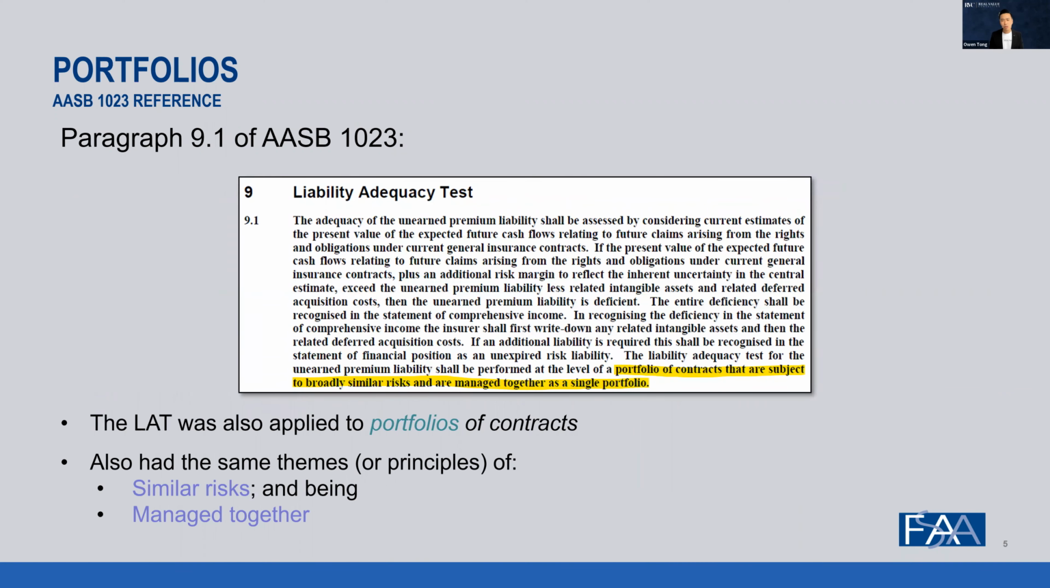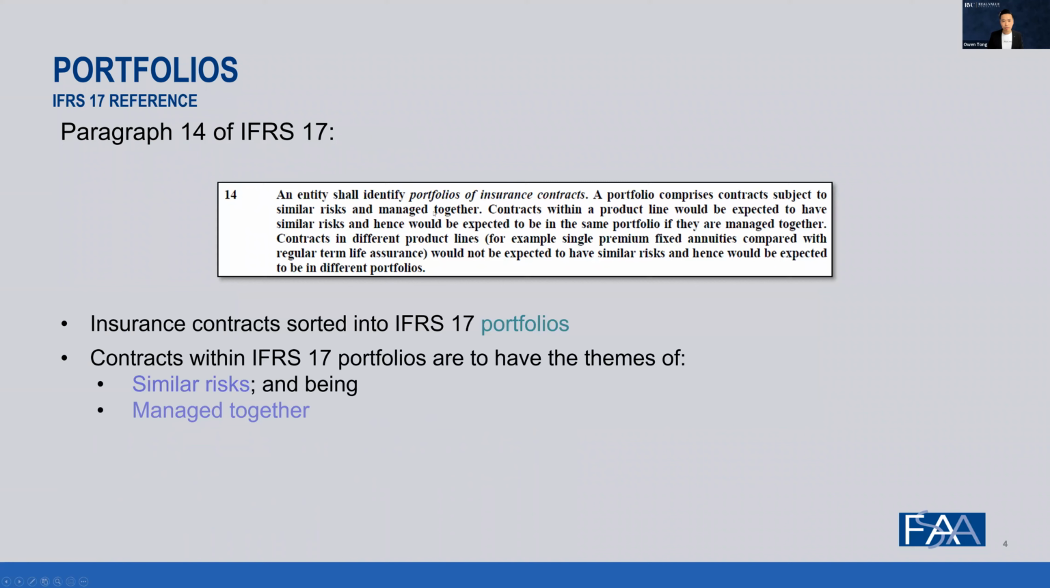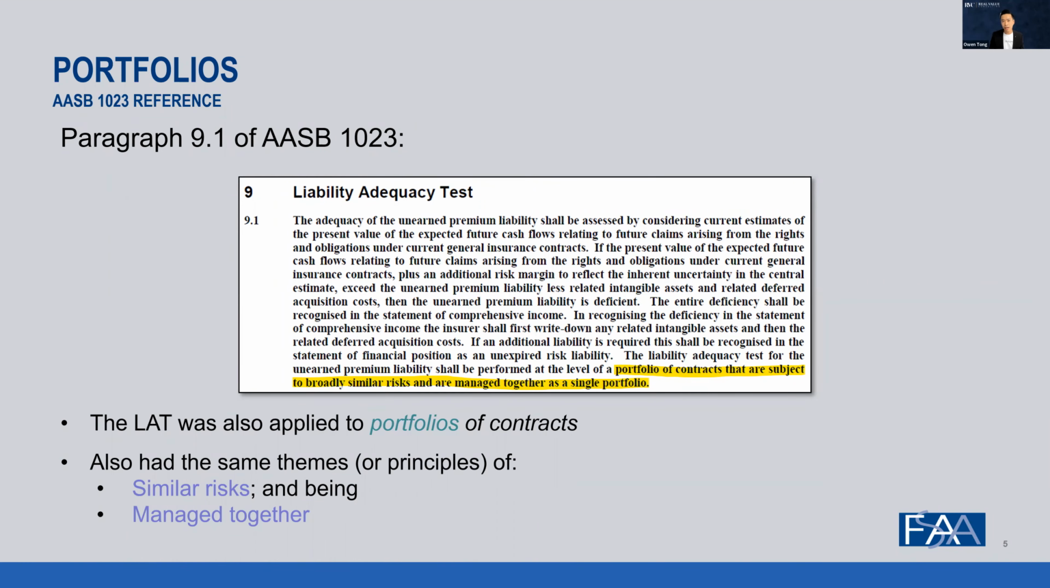The next bit I want to talk about is the current general insurance standard, AASB 1023. The reason I want to draw upon this is that segregating into portfolios of insurance contracts with similar risks isn't the first time we've seen this in official wording. We've also seen it in the liability adequacy test in AASB 1023. Section 9 in the liability adequacy test states that a portfolio of contracts are subject to broadly similar risks and are managed together. So you see the same themes come out again.